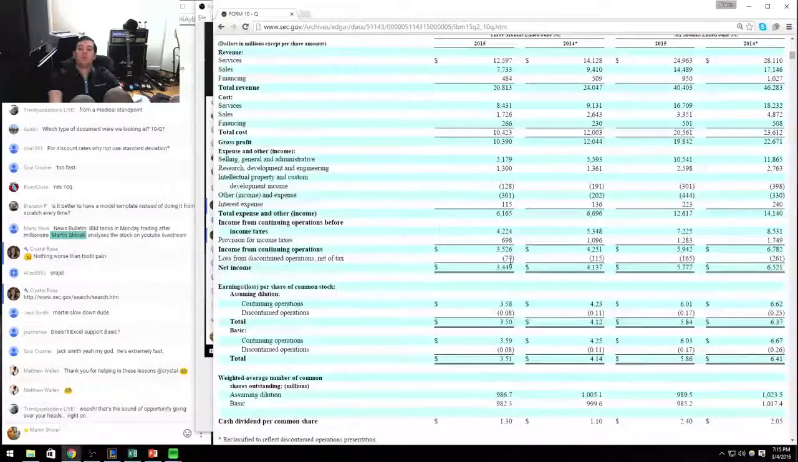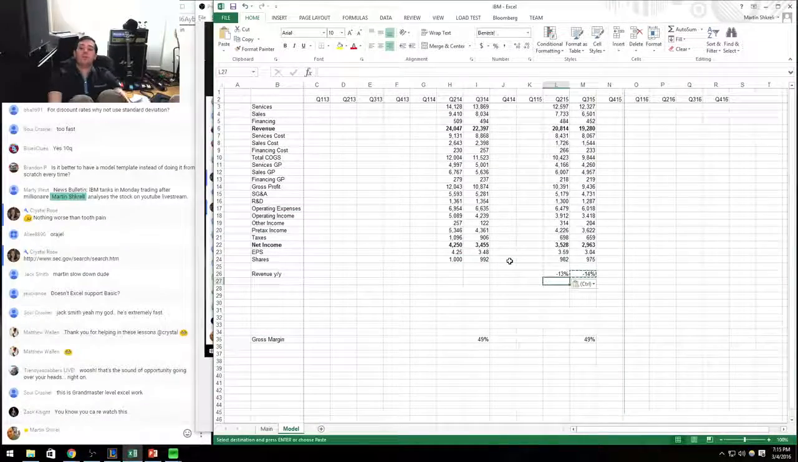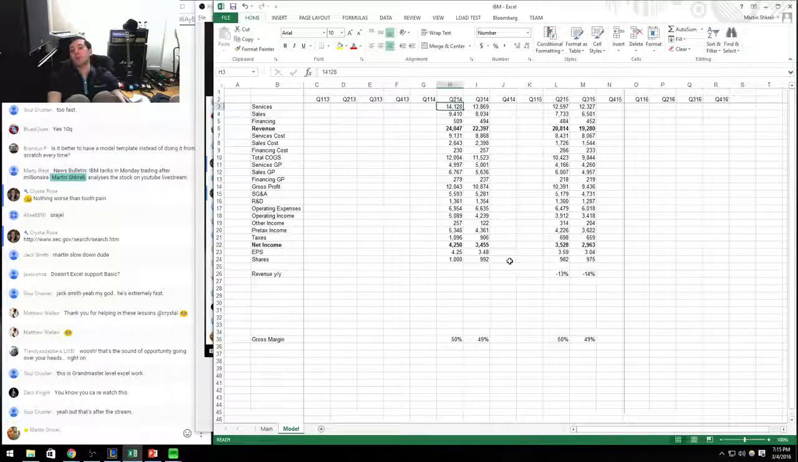All right, so we can see here that they have been shrinking 2 quarters in a row now. Margins have been pretty steady around 50%.